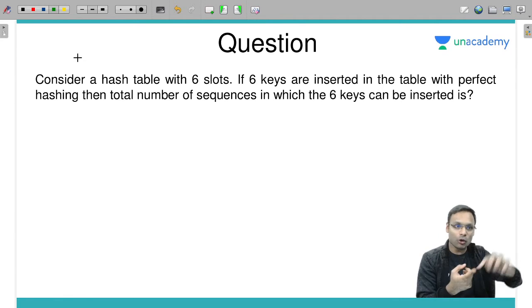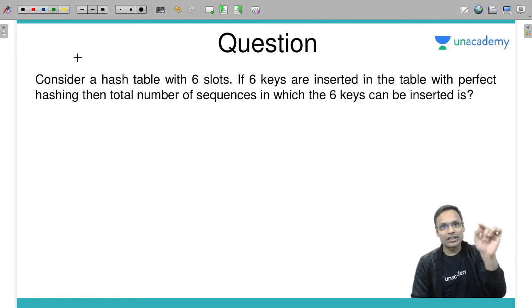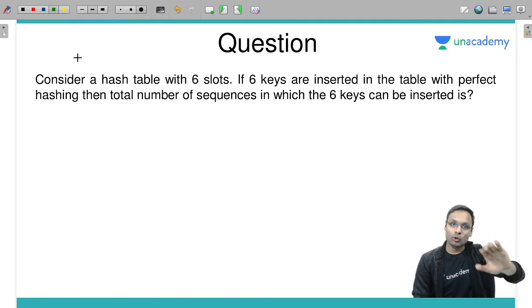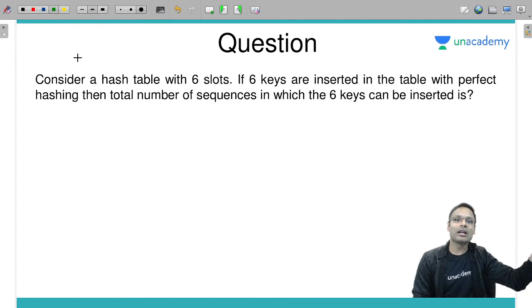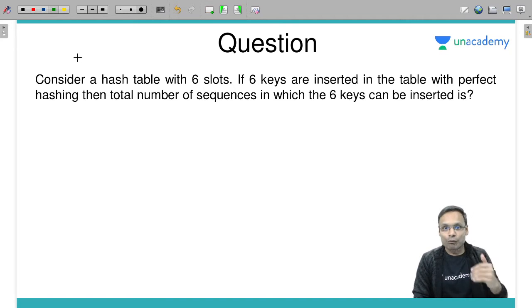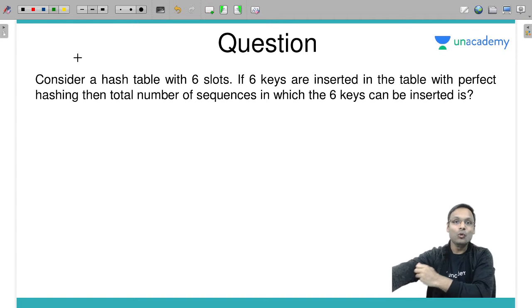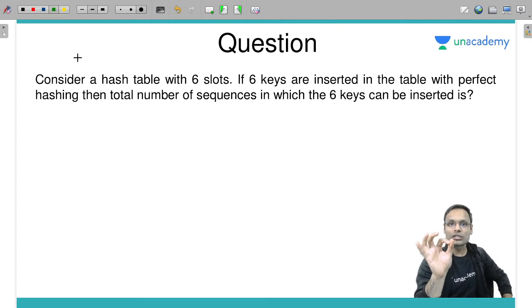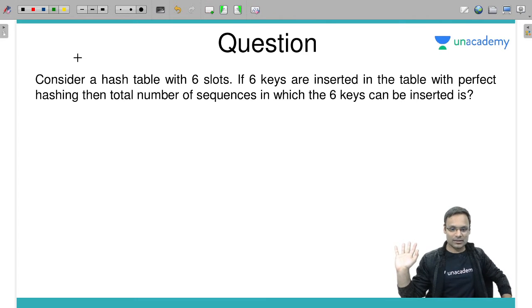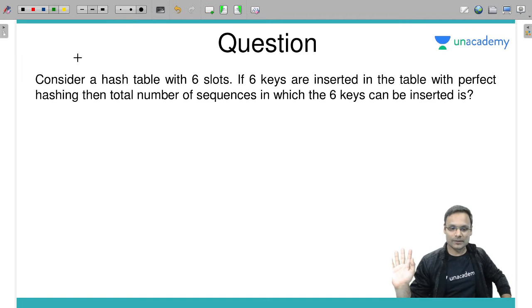If you have your unique sitting position based on your roll number, you will go and sit on your roll number only. Nobody else will sit on your location. You will not sit on anybody else's location. So in how much different possible sequence the student can come into the room and can sit in the exam hall? Answer is all possible permutation of 6 keys.